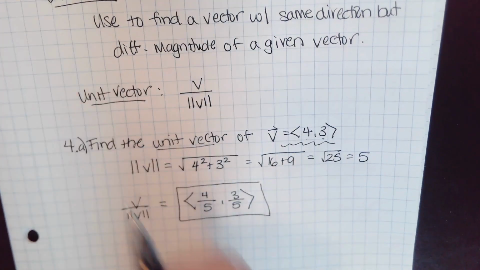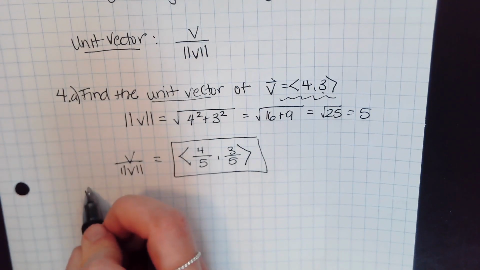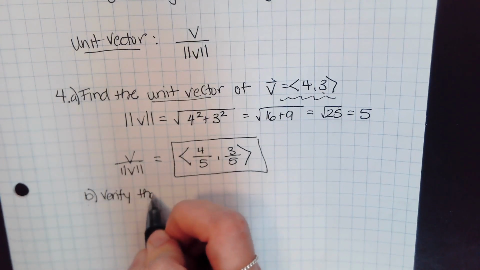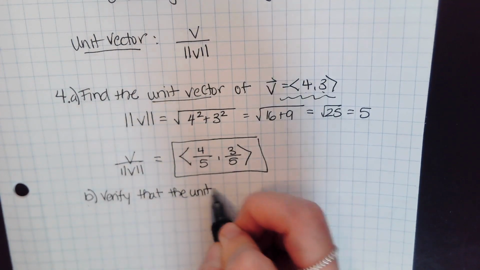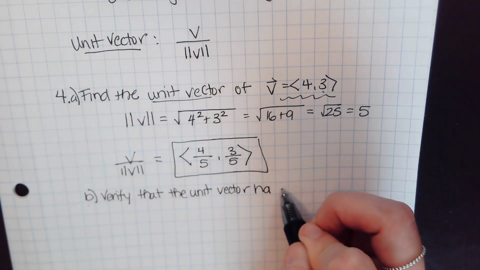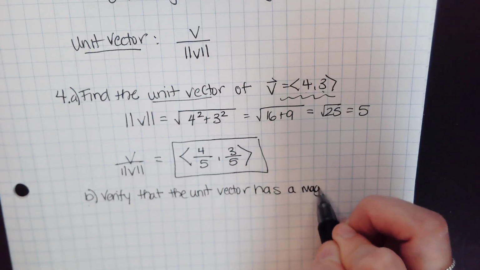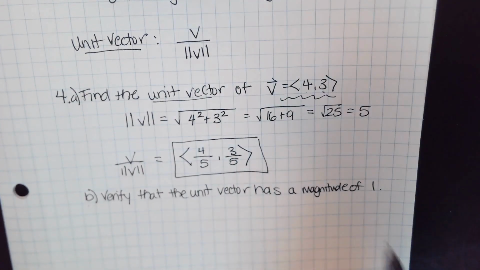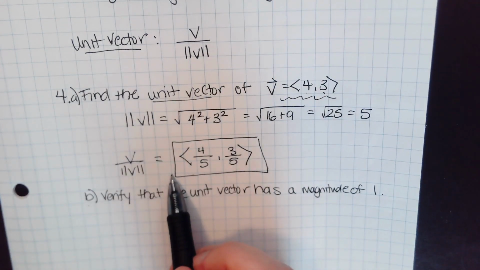Now let's call that part A. Now, just for fun and to show you why this works, I want you to verify that the unit vector now has a magnitude, or a length, of 1, because we said a unit vector has a magnitude of 1. So you just found a unit vector right here, we just found.